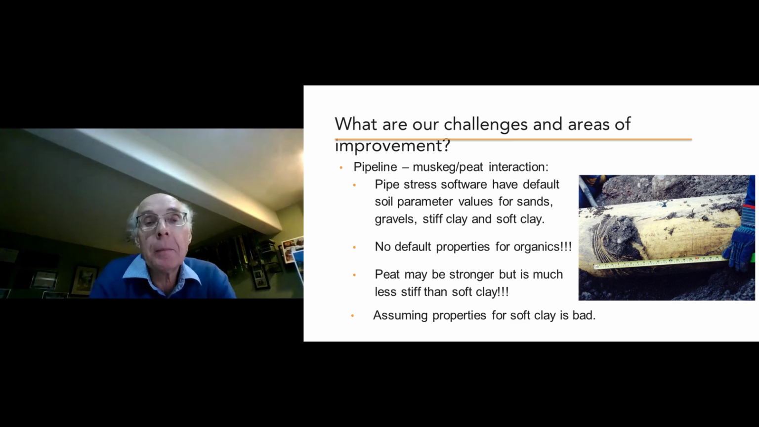In terms of pipeline muskeg or peat interaction, we know that most commercial soil-pipe interaction programs have default values and default soil parameters for sands and gravels and stiff clays and soft clays, but they don't have anything for organics. Often what I have found in my discussions with pipe stress analysis people is that they have defaulted to using soft clay, thinking that soft clay is a good substitute for organics, and it's not. The peat actually may be stronger than a soft clay, but it's much, much less stiff. And so assuming the properties of a soft clay in the absence of actual data for the peat or the muskeg is a bad idea.